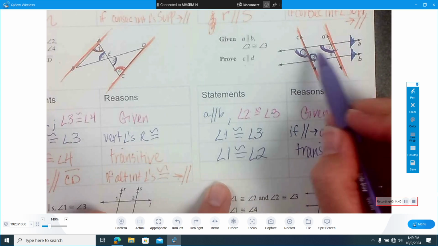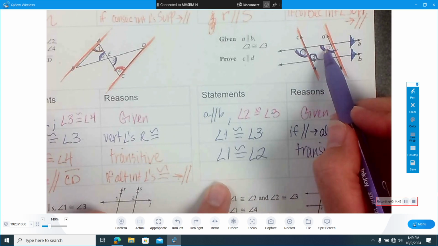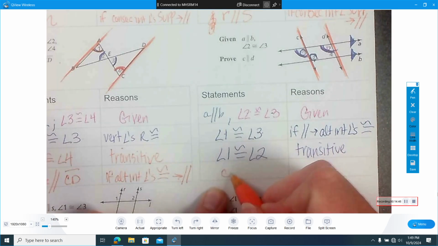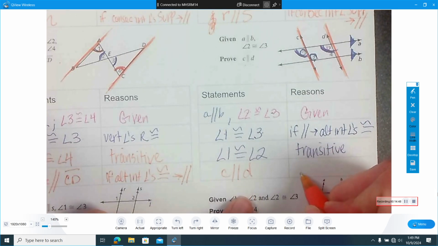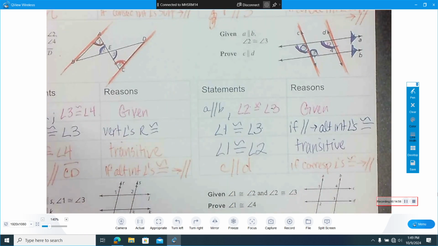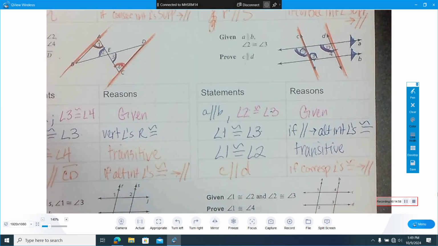All right, now you're on to the next step with the corresponding. So if these corresponding angles are congruent, what do we get? Parallel lines. So C is parallel to D, and the reason is because if corresponding angles are congruent, then parallel lines.